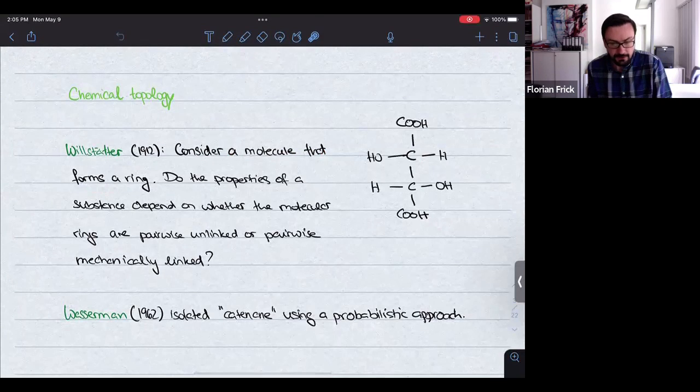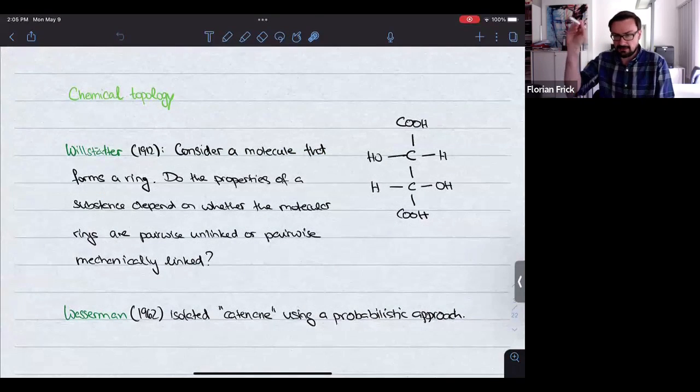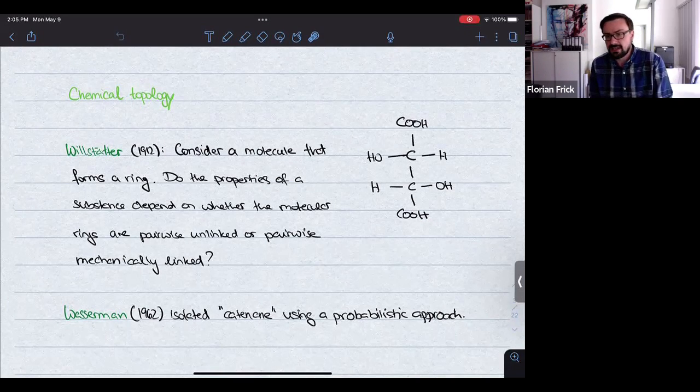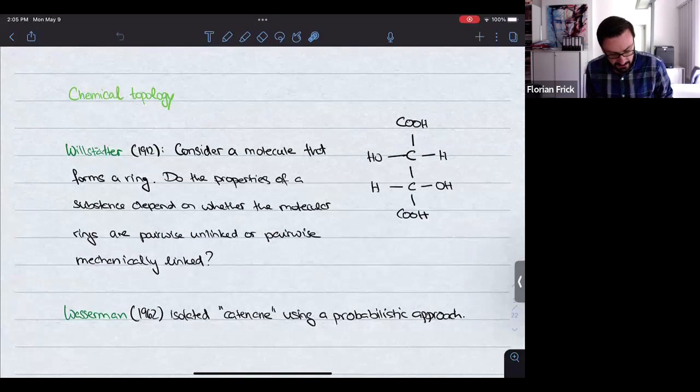Consider a molecule that forms a ring. So a ring of atoms joined by these chemical bonds. Do the properties of a substance depend on whether the molecular rings are pairwise unlinked or pairwise mechanically linked? So not chemically linked, but actual molecules that you have a ring, you have another ring, you link them. Do the properties of the substance depend on whether molecules are linked or not, so that one molecule drags along the other? Yeah, that was an interesting question in 1912, but really people didn't have any good way of answering it.